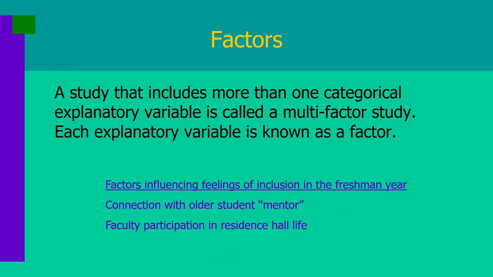A study that includes more than one categorical explanatory variable is called a multi-factor study, and each explanatory variable is known as a factor. Here's an example. We have factors that influence feelings of inclusion in the freshman year of college. One factor might be whether or not the student has a connection with an older student mentor. Another factor might be whether or not there is faculty participation in the residence hall life of that student.